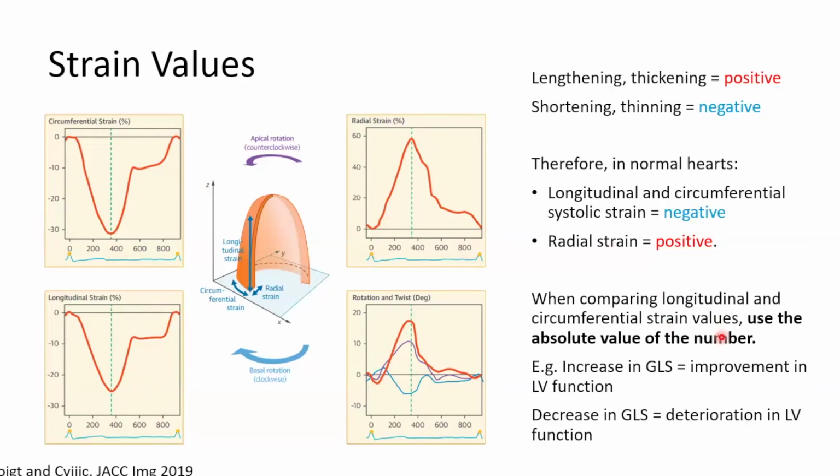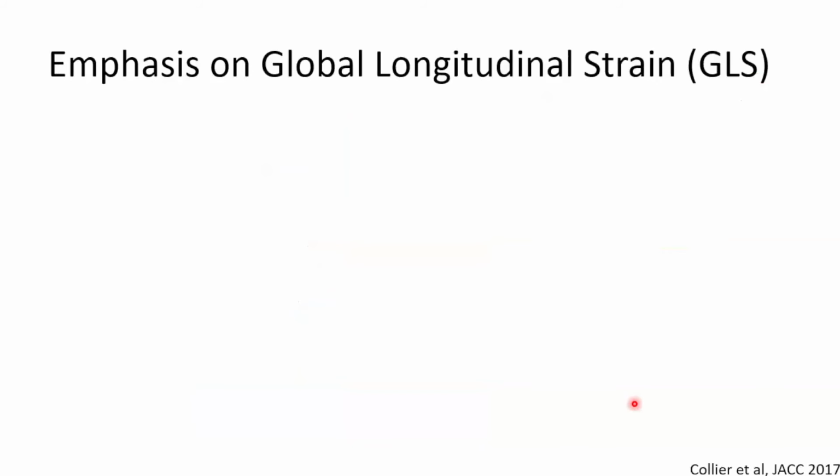And when we try to compare strain values over time, which is one of the major applications, to understand strain in patients over the course of, for example, chemotherapy, the standard is to use the absolute value of the number to compare between one value and another. So when we talk about an increase in GLS, for example, we want to look at the absolute number. So if it goes from 18 to 20, this is actually an improvement in LV function. If it decreases from 18 to 16, this is a deterioration in LV function. We want to use just standard wording to describe strain in order to allow for comparison.